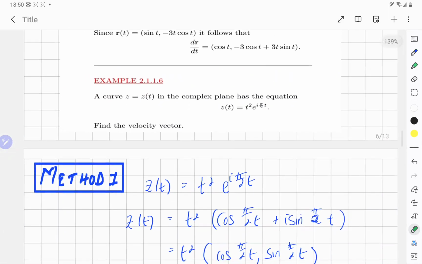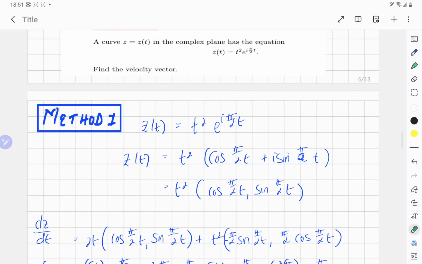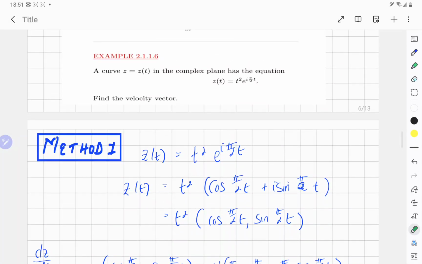Now, the one that I want to definitely quickly do is, for this one, they're asking you have the curve in the complex plane again. Why curve in a complex plane? Because we have this in exponential or Euler's form.